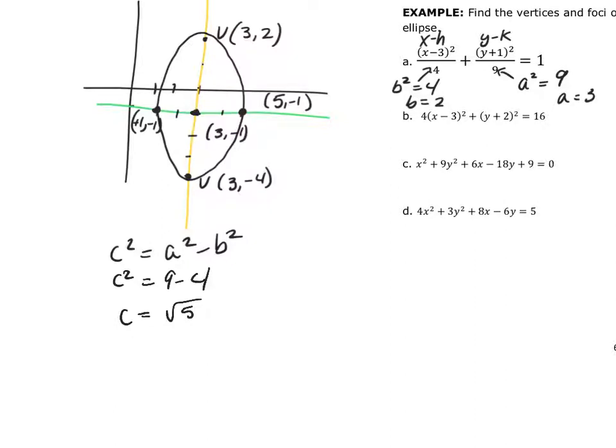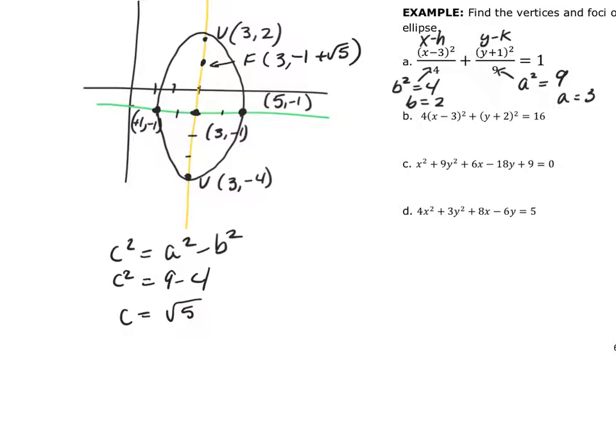So I know my answer is going to be somewhere about right here. I don't know where square root of 5 is. It's more than 2, less than 3. So this is the point. This is my foci right there. My foci is going to be 3 because I'm not changing my x value at all. I'm just changing my y value. So it is going to be -1 plus the square root of 5.